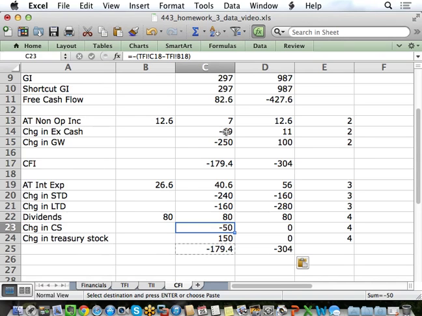Preferred dividends on the statement of TII are actually not going to be part of our statement of TII. Our TII will be income before dividends. Okay, so preferred dividends are like common dividends. We'll have to account for them in the CFI, but they're not going to be part of the TFI.